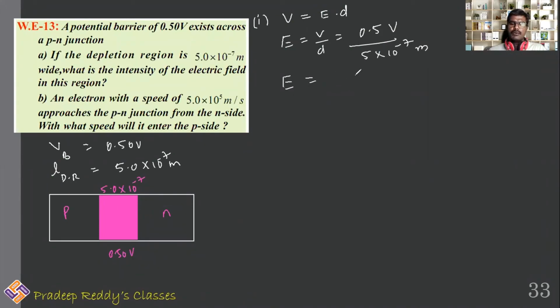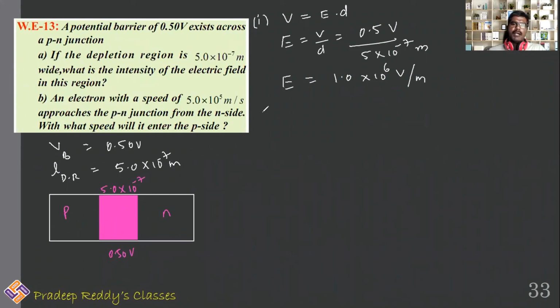If you calculate this, you will be getting 1.0 into 10 power 6, because denominator it is 10 power minus 7. This goes to numerator, it becomes 10 power 7, and 5 0.1 into 10 power minus 7, that can be written as 1 into 10 power 6 volt per meter. This is the electric field across the depletion region.